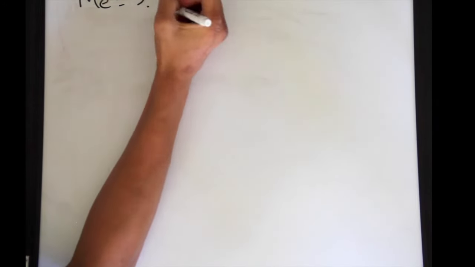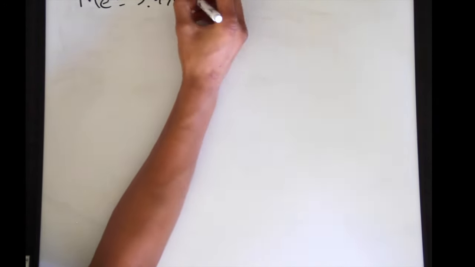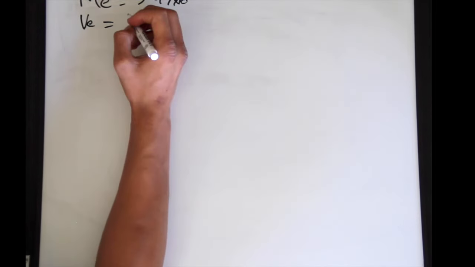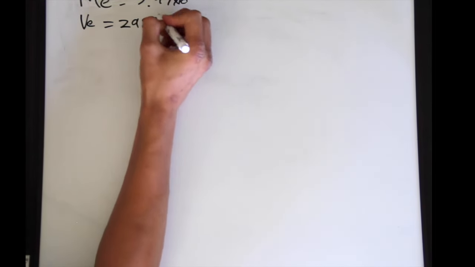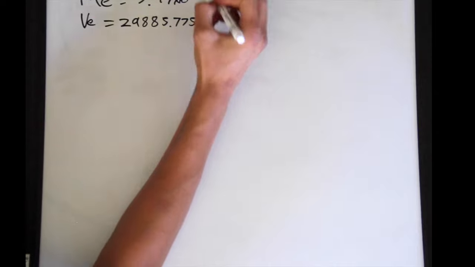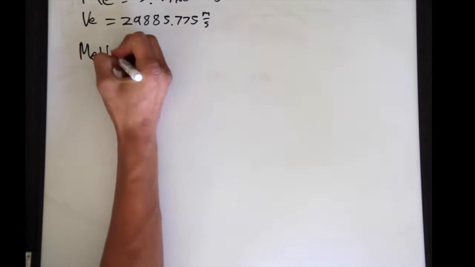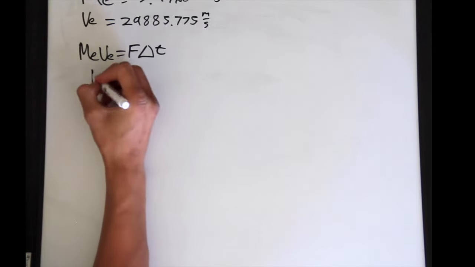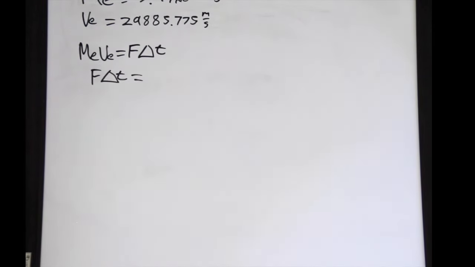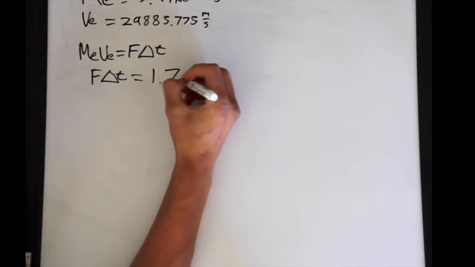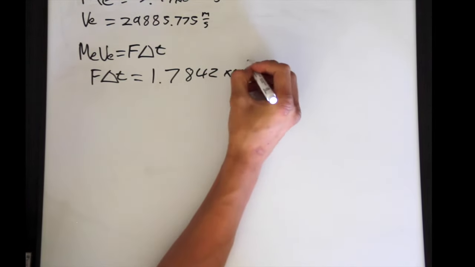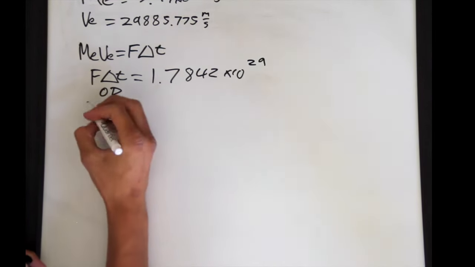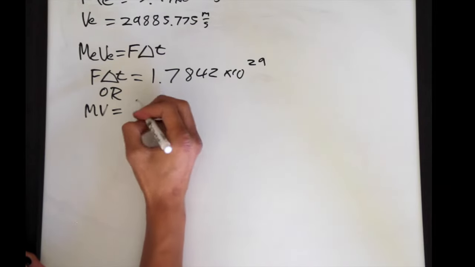The combined mass of the Earth is 5.97 times 10 to the 24th kilograms. The linear velocity of the Earth, or our orbital speed, is 29,885.775 meters per second. Therefore, we can solve for this impulse variable right here and find that it equals 1.7842 times 10 to the 29 meters per second.